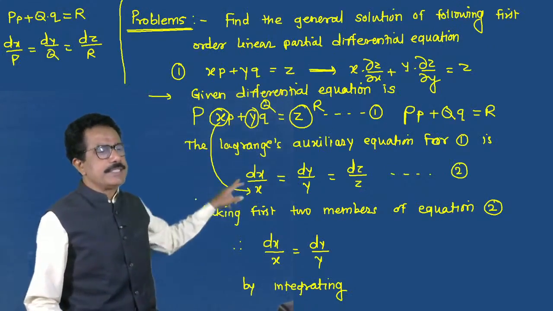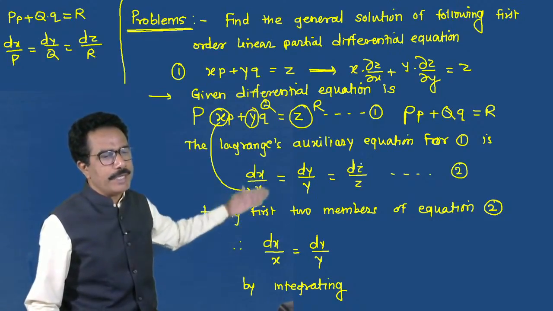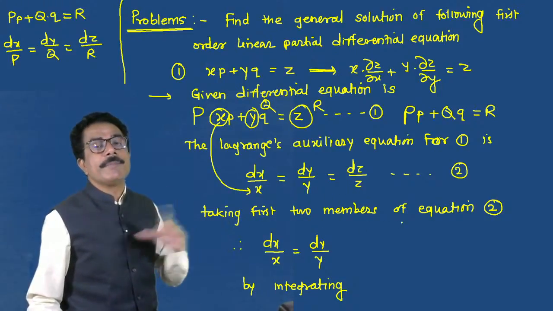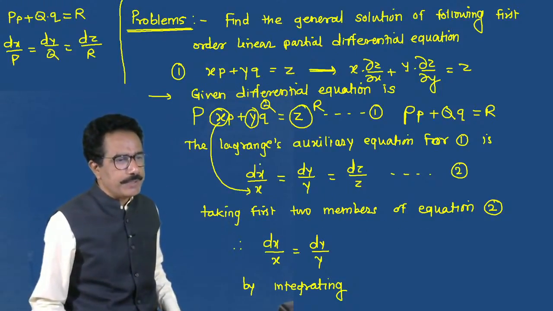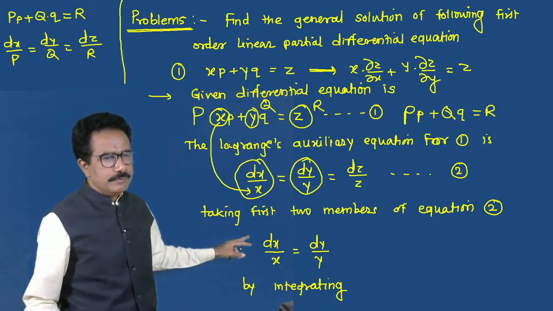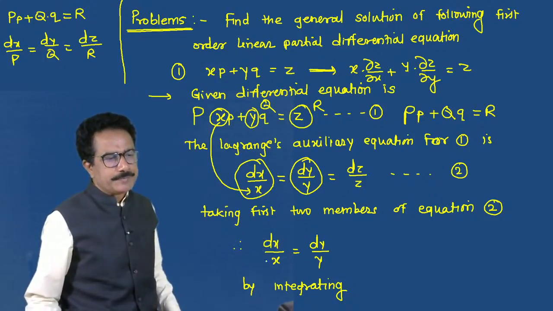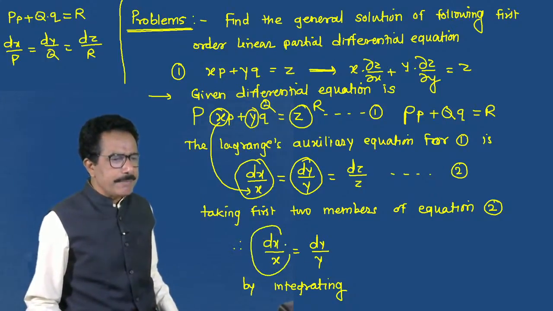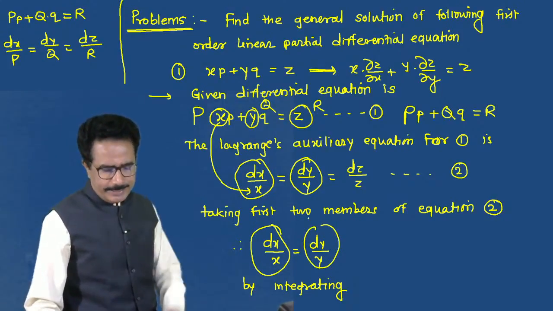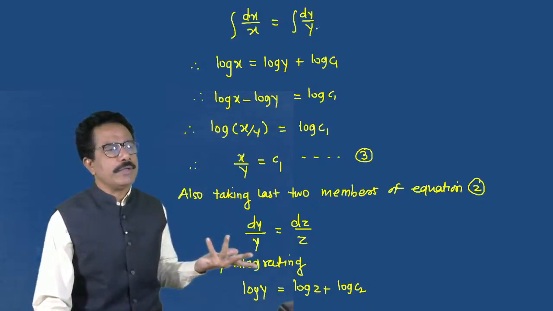Now replace this dx divided by p means x, which is equals to dy divided by q means y, dz divided by z. Taking first two members of the equation. Now we shall take these first two members. So dx upon x, which is equals to dy upon y. Now this is the variable separation form. So we can take the integration.